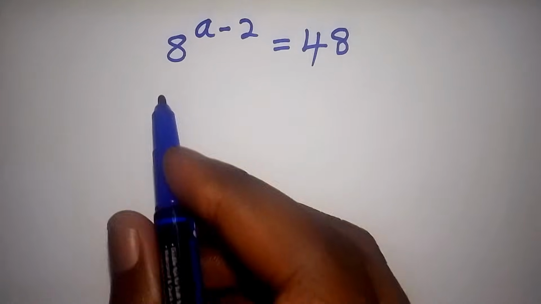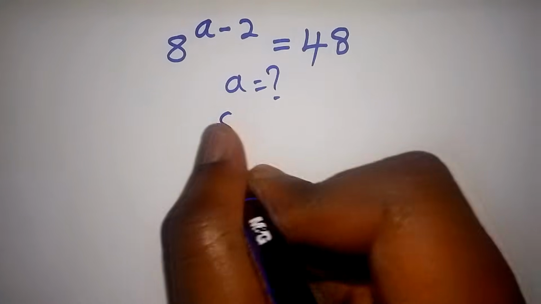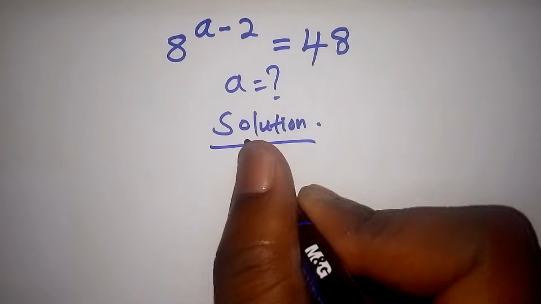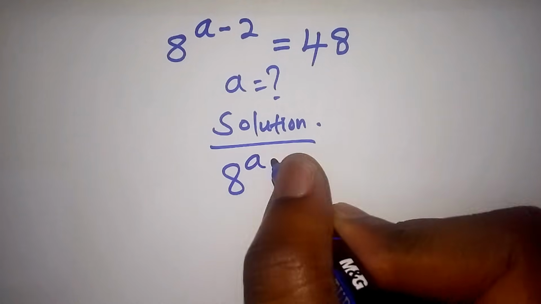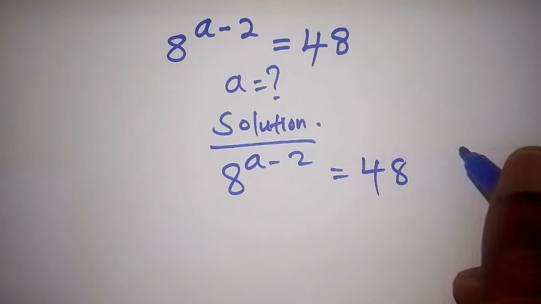Welcome. So that you can solve this maths problem, we are asked to find the value for a. So here is the solution. Assuming that now we have 8 to the power of a minus 2 equals 48, how do we find the value for a?